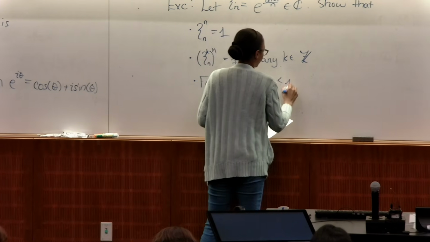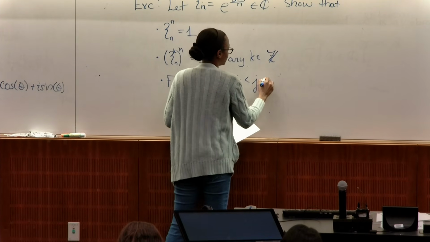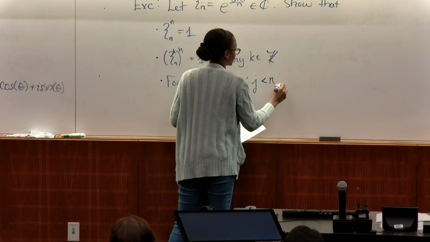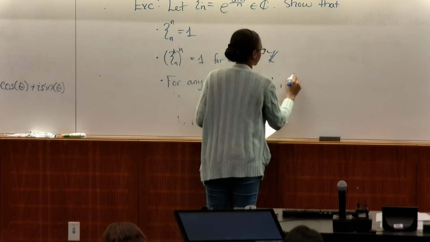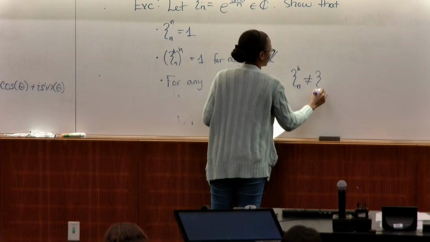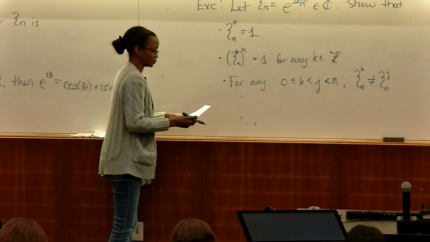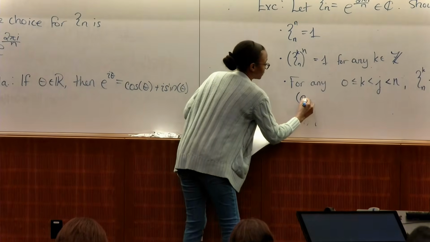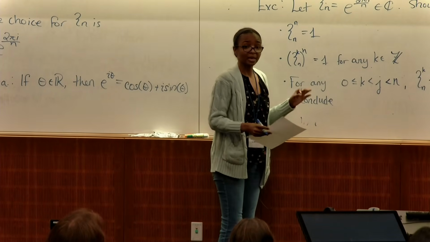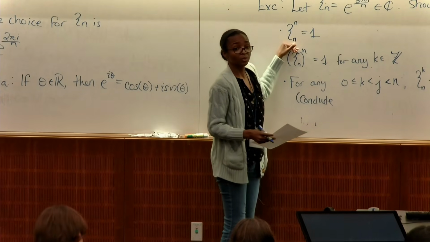For any pair of integers k and j with 0 less than or equal to k, strictly less than j, strictly less than n, these are not the same number. From this, you should conclude that there are exactly n distinct solutions to x to the n minus 1 that I can express in terms of zeta n.